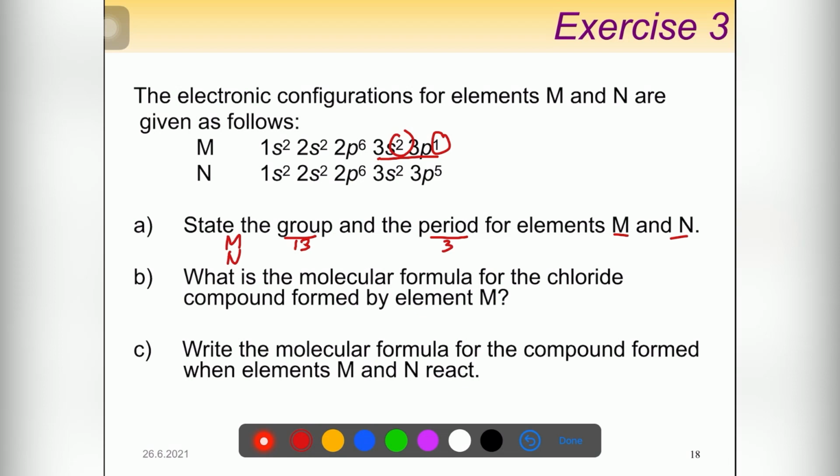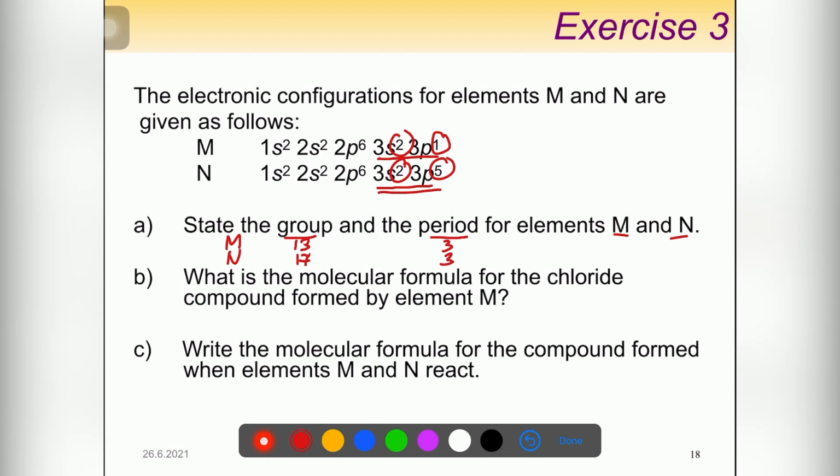For N, highest n is also 3. And there are s and p orbitals. So these are the valence electrons. Okay, for the P block elements, the valence electrons must be added to 10 to get the group number. So it is 17. And highest n is 3.